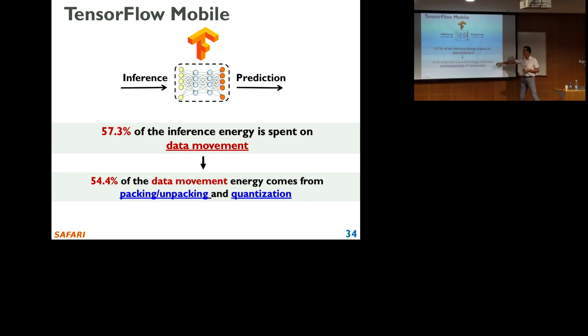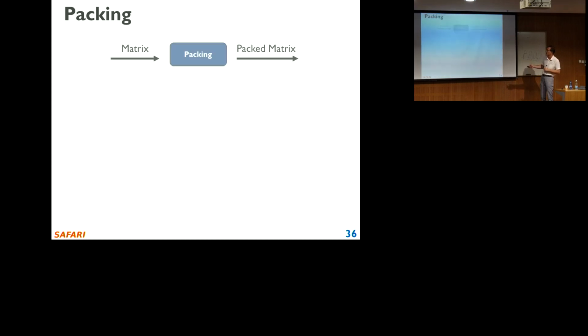And actually 54% of the data movement comes from not really doing this function, but really managing the data reorganization. Again, this is very fundamental. You pack and unpack data such that it can be processed by a layer, and you also quantize data for whatever purpose so that you can actually process it in the way you want it. And these actually are the biggest energy consuming parts, or data movement parts in TensorFlow Mobile.